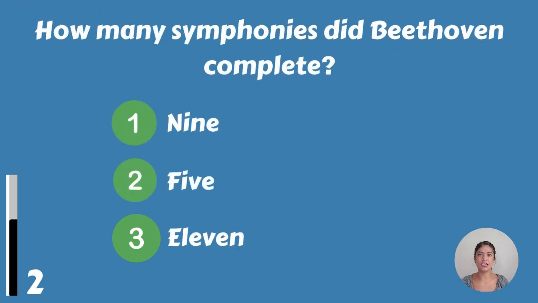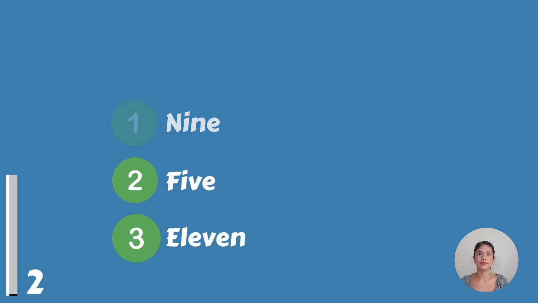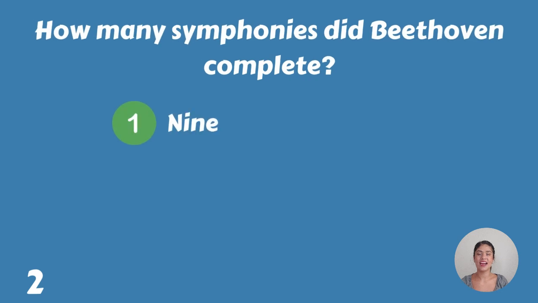How many symphonies did Beethoven complete? 9, 5, 11. 9.